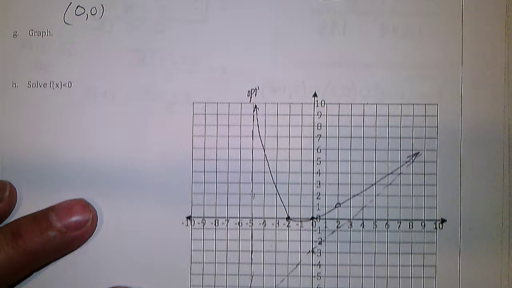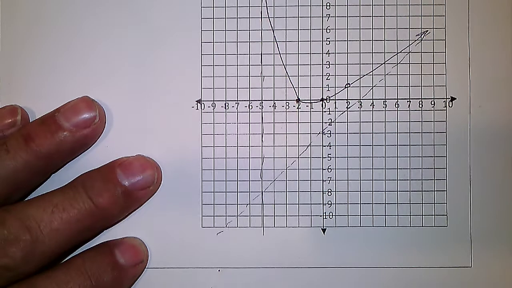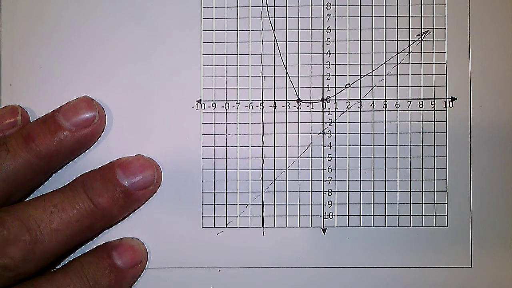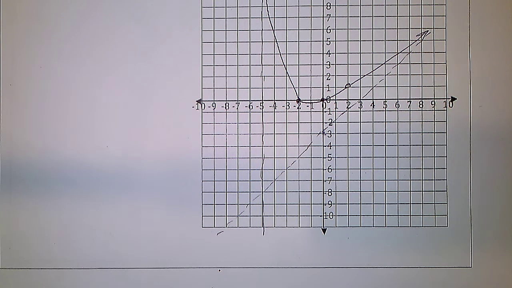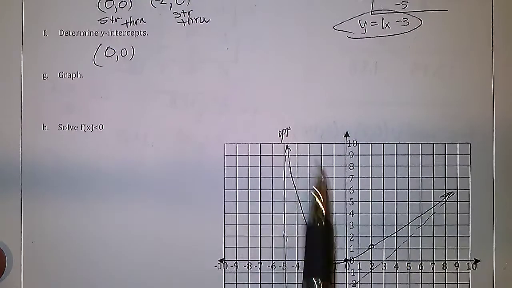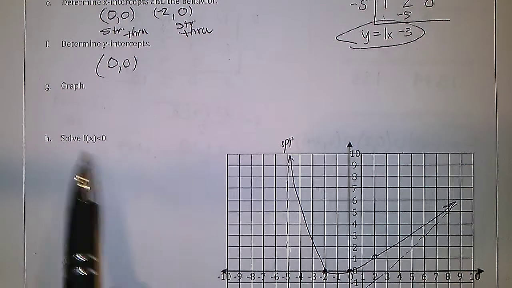And over here, it would be about the same distance out and going similar. So that's what the graph would look like. Now, when is this function, all of this part and this part, less than 0?